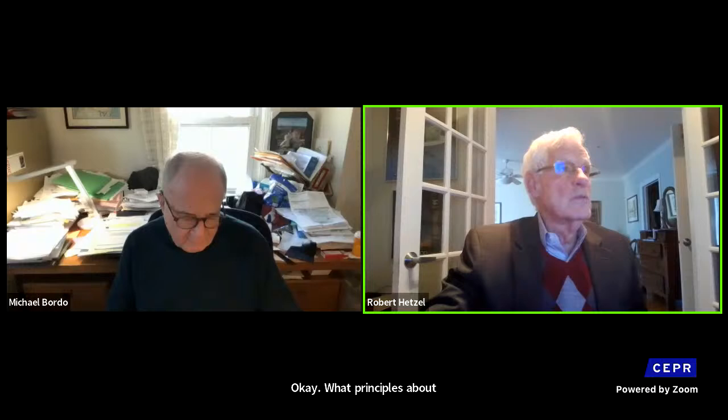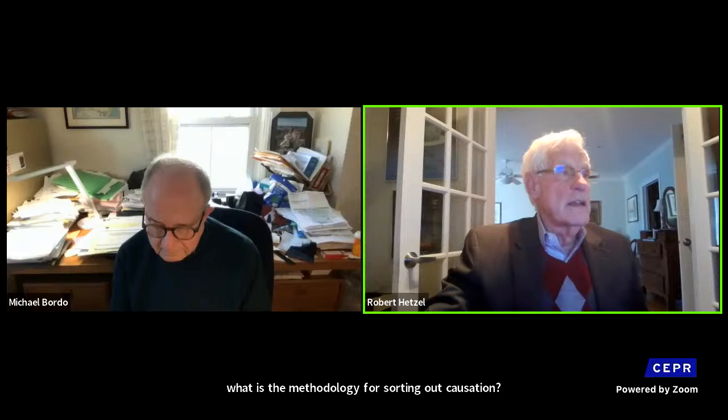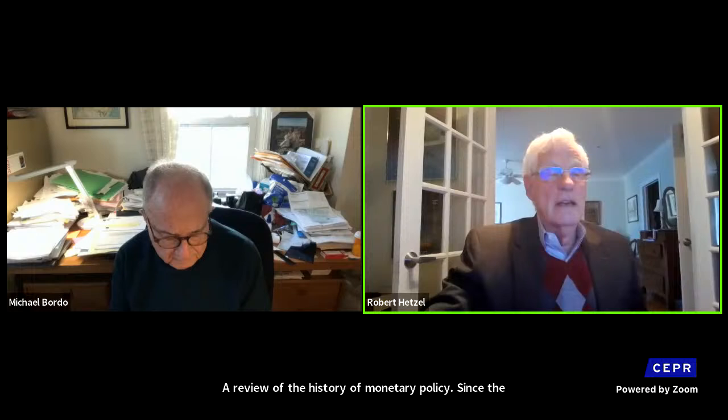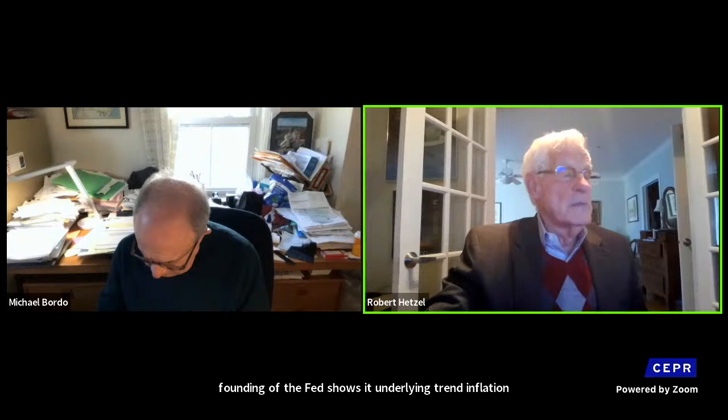What principles about the optimal monetary standard should one learn from reading my book, The Federal Reserve, A New History? How does the book support these principles? That is, what is the methodology for sorting out causation? A review of the history of monetary policy since the founding of the Fed shows that underlying trend inflation is indeed a monetary phenomenon. Both price stability and economic stability require a rule that controls money creation.